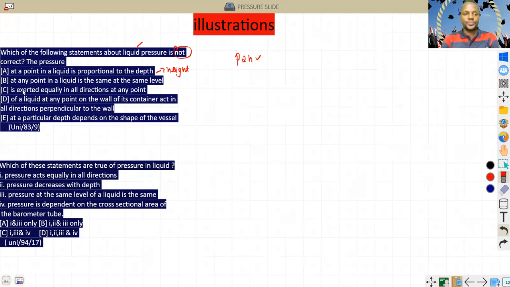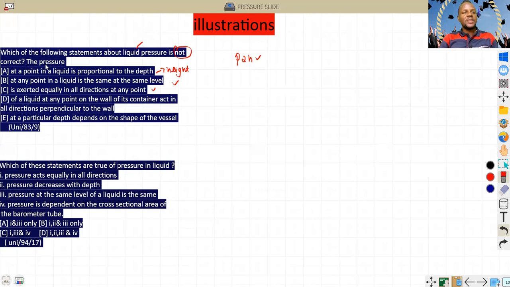So this is valid. The second one says the pressure at any point in a liquid is the same at the same level. When we take a horizontal line, the pressure at any point in a liquid is always what? The same. Valid, right? Fine. The third one is what? Pressure is exerted in all directions at any point. Yes. Pressure at one point will be the pressure at other point, just like what I explained now, in as much as they are at the same horizontal level, and they are not containing two different liquids. I hope I'm communicating. This is also valid.